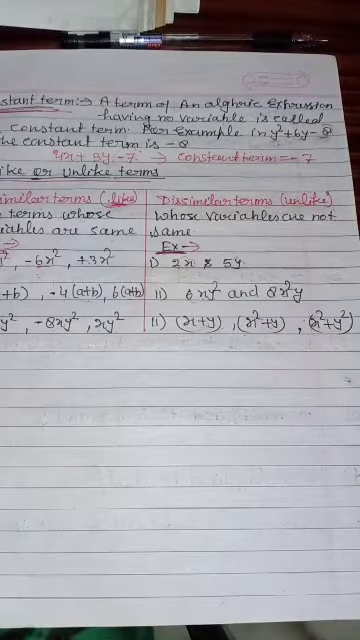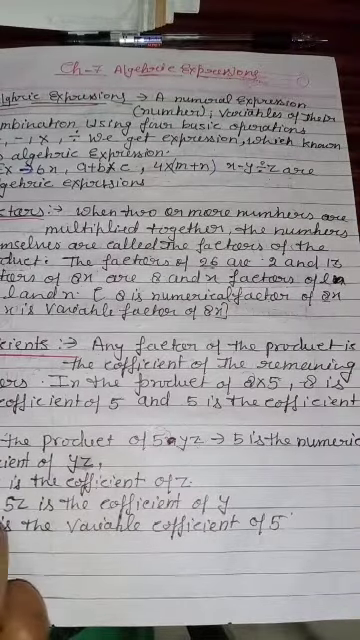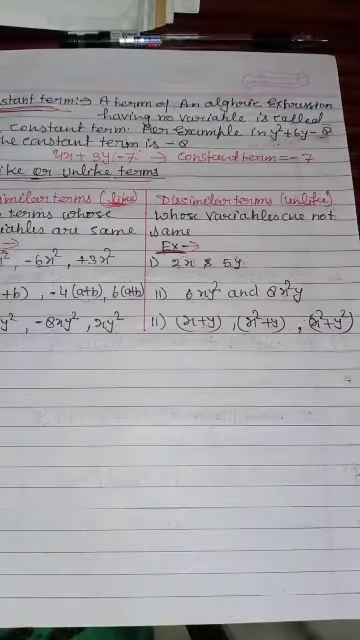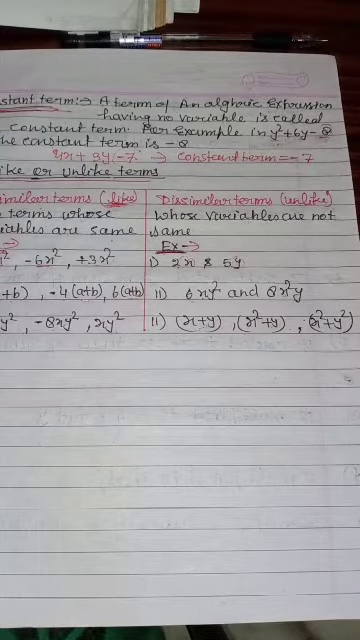Now what have we learned here? We have learned algebraic expressions, factors, coefficients, then terms, and on the basis of the number of terms we have divided into different categories: monomial, binomial and trinomial. Then we have learned about the constant term, and finally like and unlike terms. If you understand and revise all these concepts, and you have learned a little bit in class 6th also, then you will not have any problem in algebra.